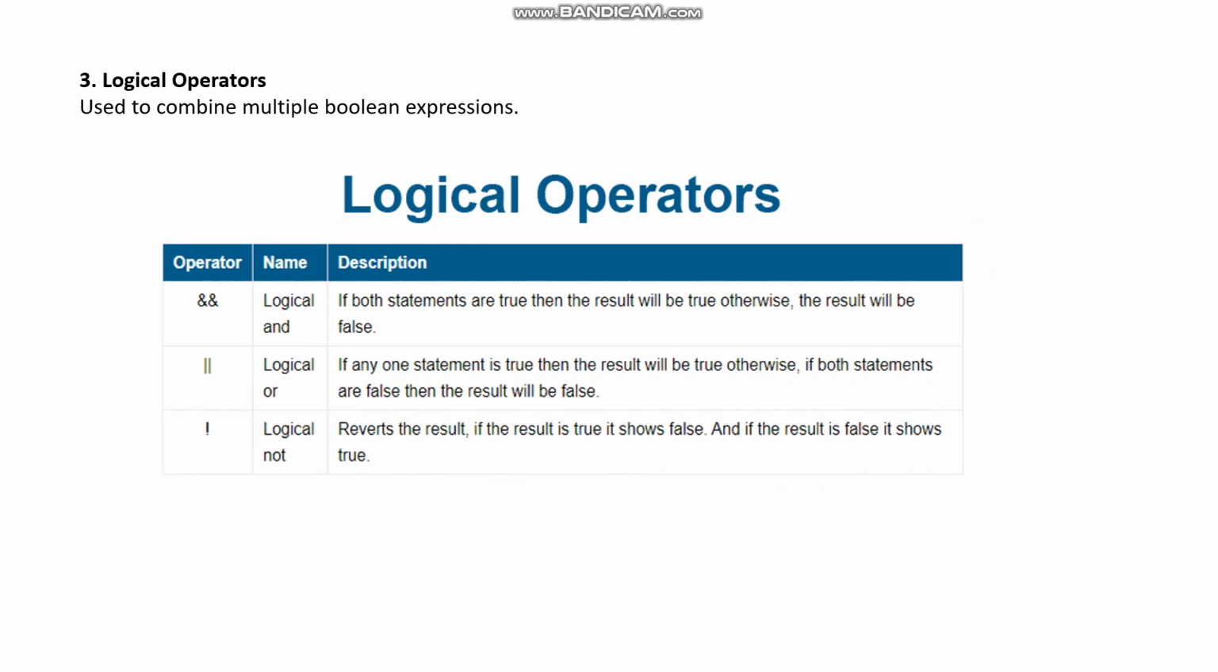Come to the logical operators. Whenever you want to combine more than one Boolean expression, at that time we use logical operators. Two ampersand symbols is called a logical AND. If both the statements are true, then the result will be true. Otherwise, the result will be false. In the case of the logical AND, whenever the first operand and the second operand are both true, the answer is true. Otherwise, the answer is false.